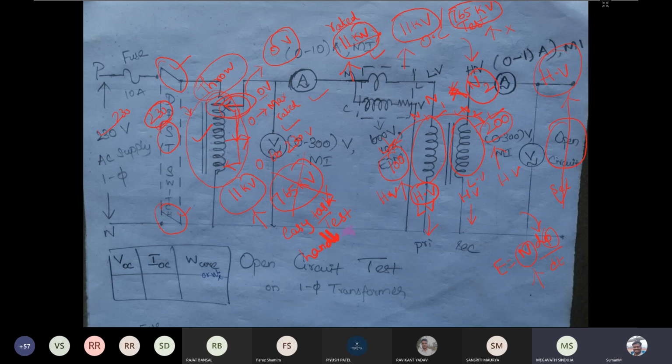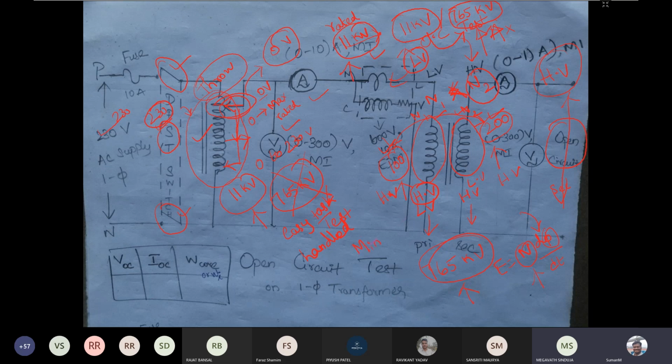So if you want to test a transformer of 11 kilovolt by 765 kilovolt, it is always recommended to connect the low voltage winding to the circuit and keep the high voltage winding open circuited, because then we don't need a source of 765 kilovolt. With the minimum voltage, we can perform the open circuit test of the transformer.